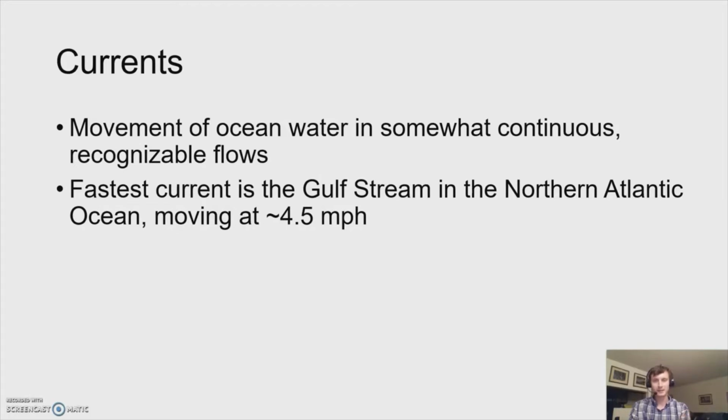The fastest of these currents is the Gulf Stream, in the northern Atlantic, carrying water from the equator up, from the Bahamas really, up through the east part of the United States and all the way to Europe. It moves fairly fast as far as currents go, about 4.5 miles an hour. Again, this does not sound fast, but if you have been in a part of the ocean moving at 5 miles an hour, you know this is really fast.